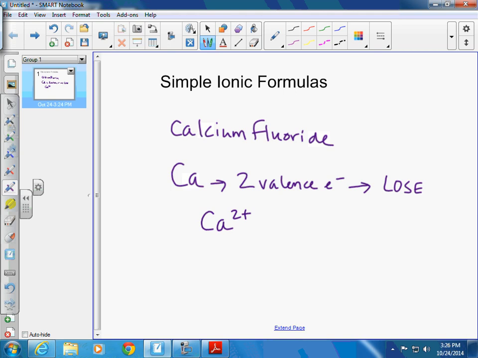In chemistry, we tend to write the charges with the number first and then the positive or negative afterwards. So you can see that I wrote this as Ca2+. You could write it as +2, and it would be equally correct.